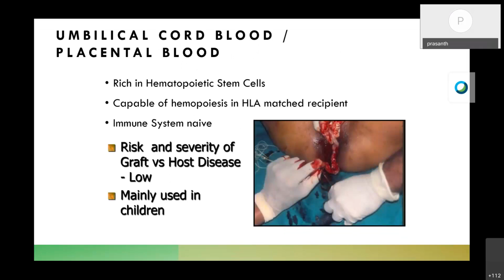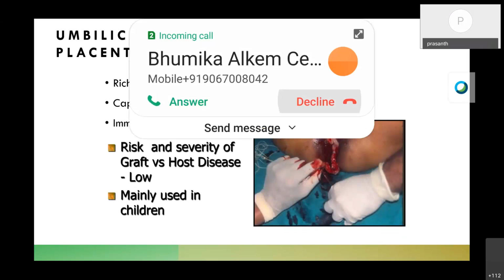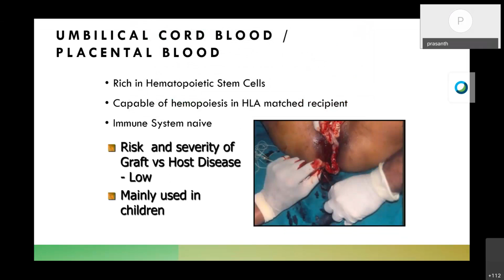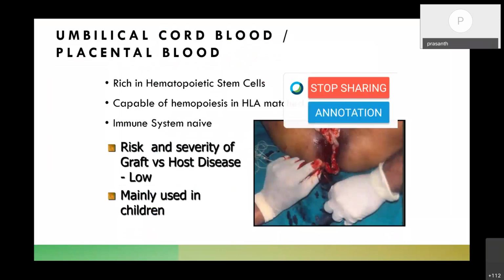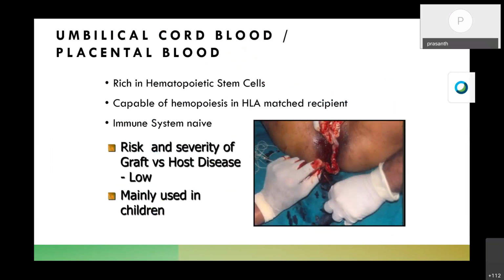The other source of stem cells is the umbilical cord blood or the placental blood. The umbilical cord is a rich source of hematopoietic stem cells. Instead of throwing them away, if you can harvest stem cells and preserve them, they can be used in future for some other person who requires stem cells for any purpose.